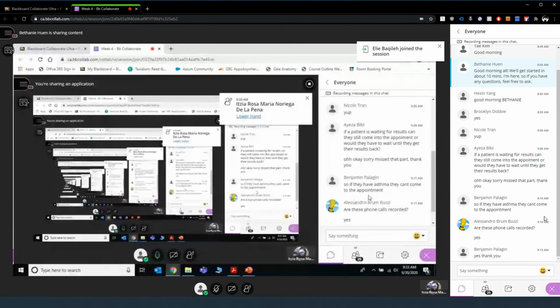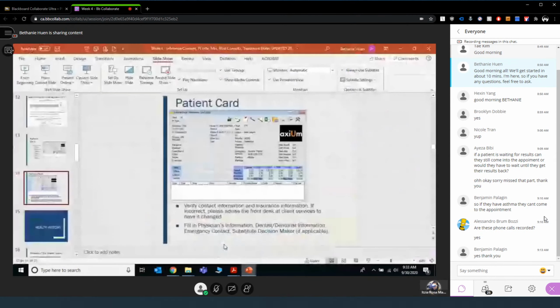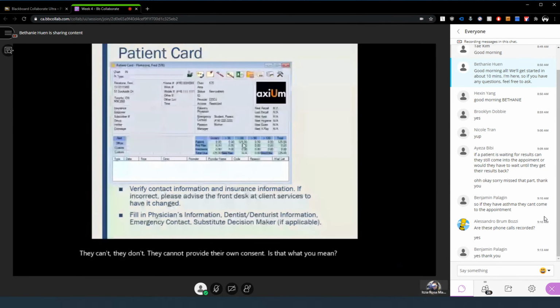In case, for example, Bethany, that the patient maybe is not very well mentally, they cannot provide their own consent. Yes. So we need to talk with maybe a son or something to fill in these things, because maybe he doesn't know where he lives, things like that.